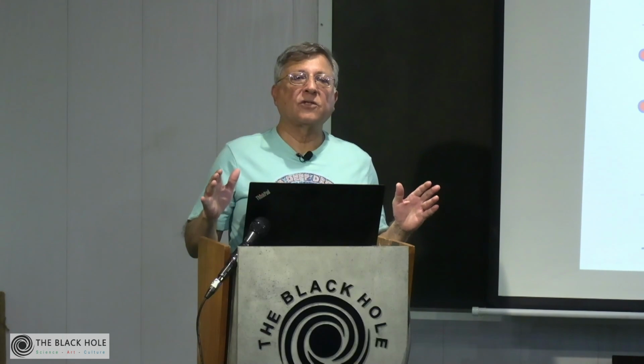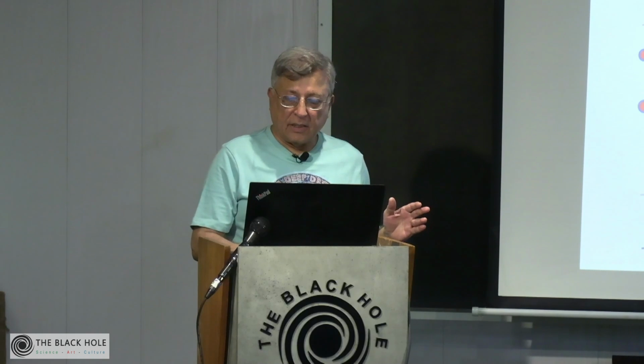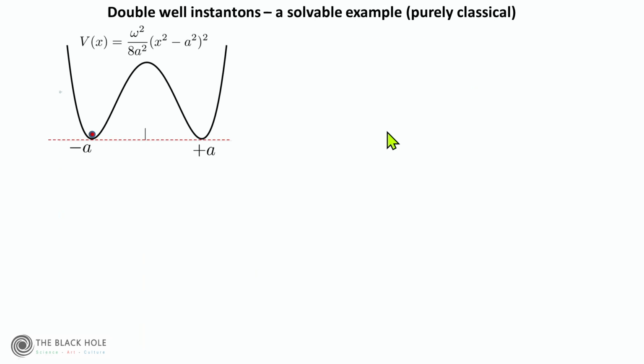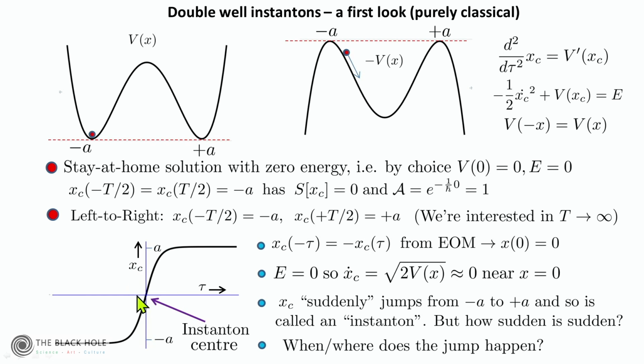This is what is called an instanton. This is the center of the instanton, and it happens very, very suddenly that it goes from minus a to plus a. Why do I say suddenly? Because most of the time it's here. It's only here that xc dot becomes non-zero. You see that the slope over here, xc dot, is big.